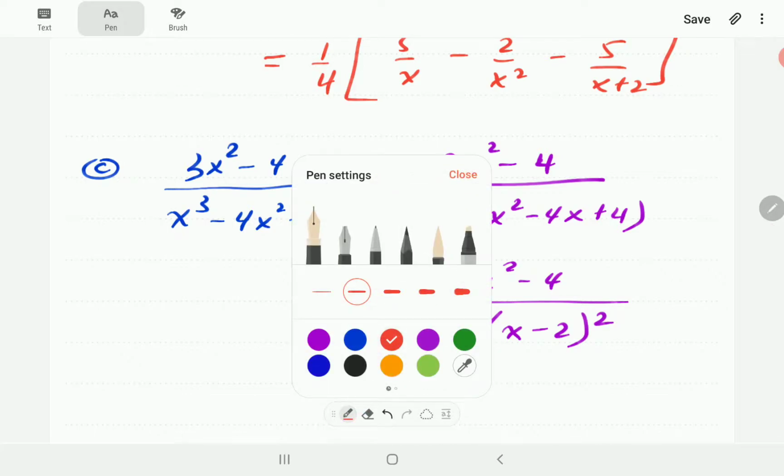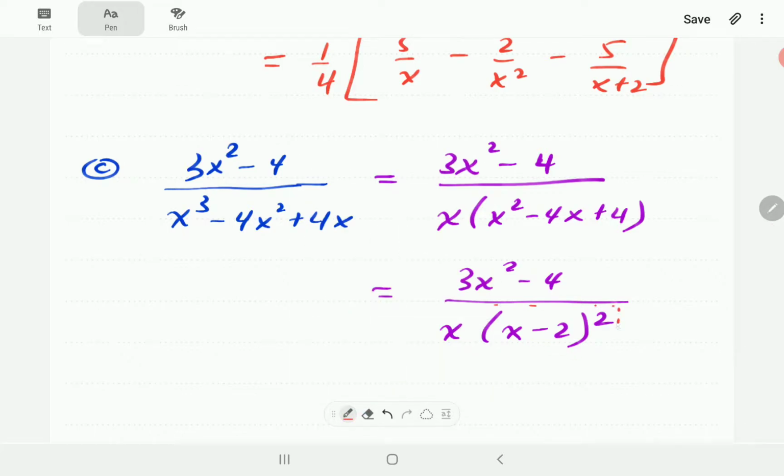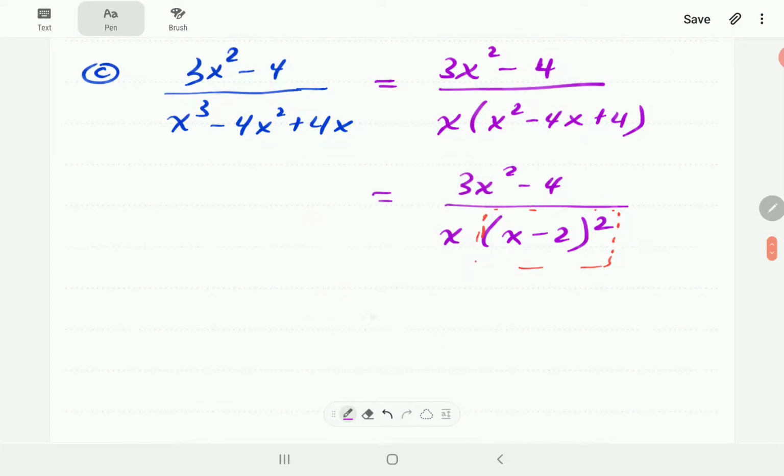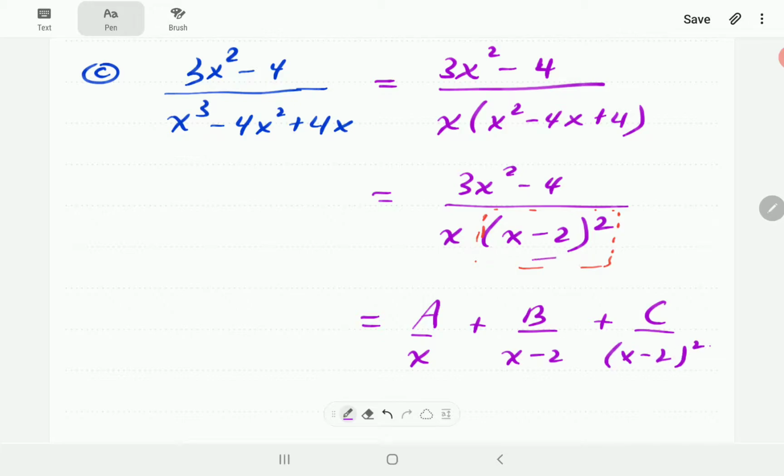So that means this is the repeated factor this time. So there are two factors there. So we can write this into partial fractions. It's going to be A over x plus B over x minus 2 plus C over x minus 2 all squared. So two partial fractions from this term here.